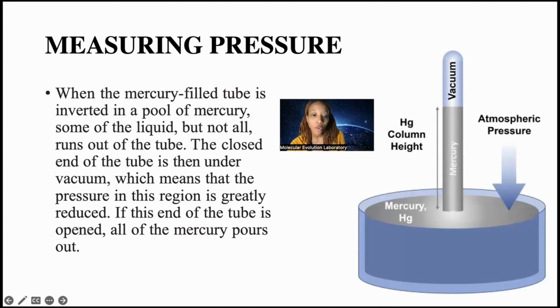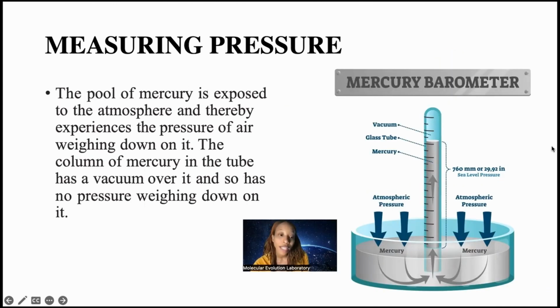The closed end of the tube is then under vacuum, which means that the pressure in this region is greatly reduced. If this end of the tube is open, all the mercury pours out. So here we can see the vacuum as well, and this is basically just a repetition with the atmospheric pressure indicated here. The pool of mercury is exposed to the atmosphere and thereby experiences the pressure of air weighing down on it. The column of mercury in the tube has a vacuum over it and so has no pressure weighing down on it. So here we can see the measurement of pressure at sea level, 760 millimeters of mercury.